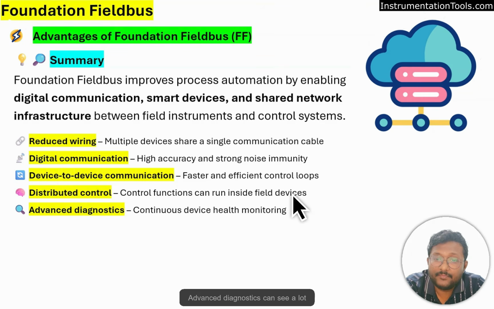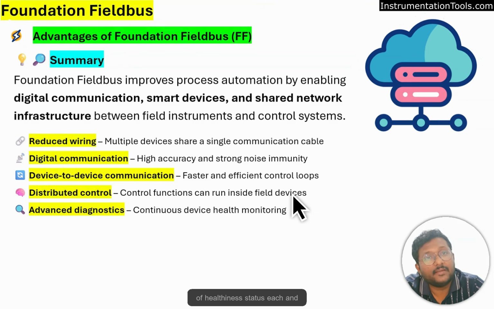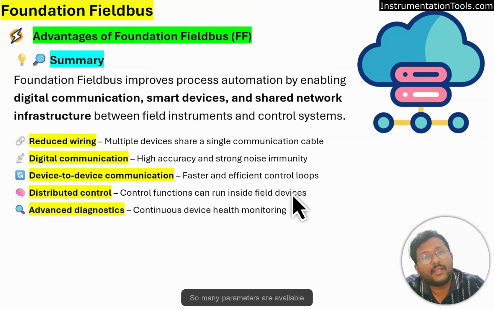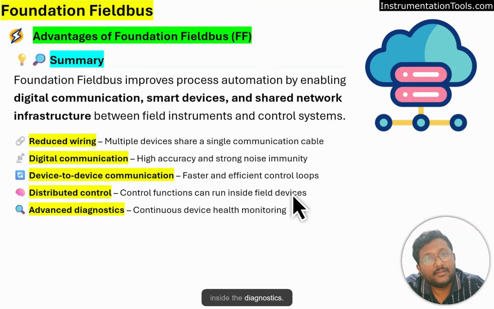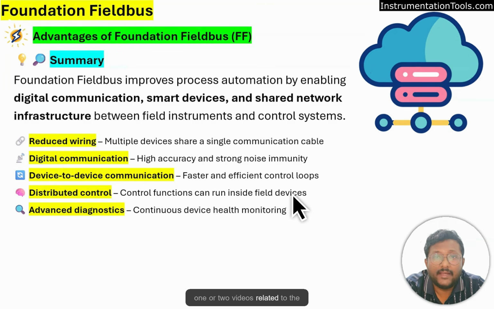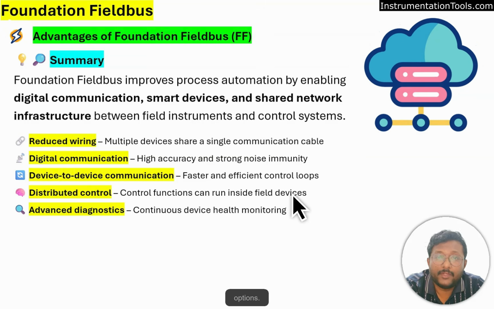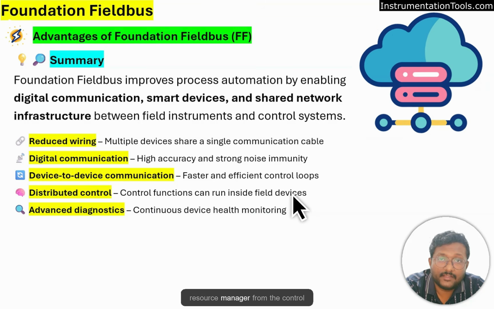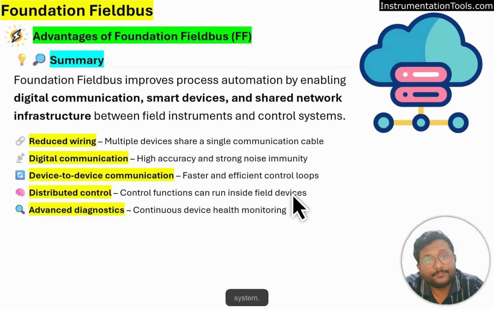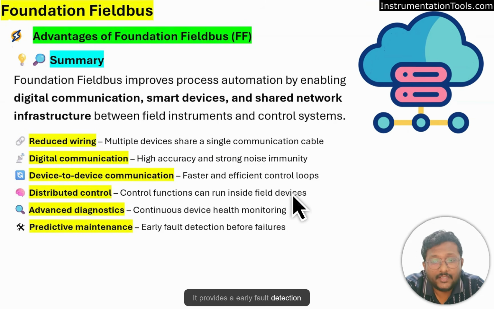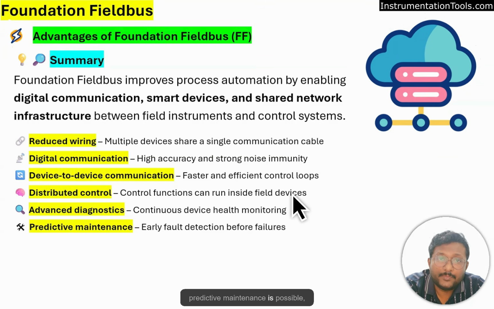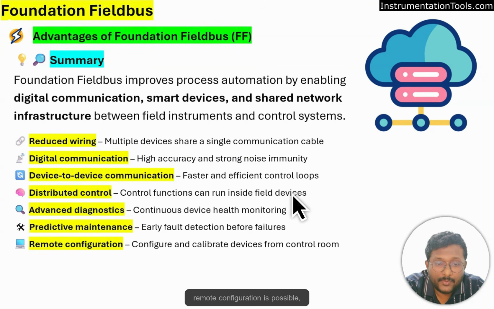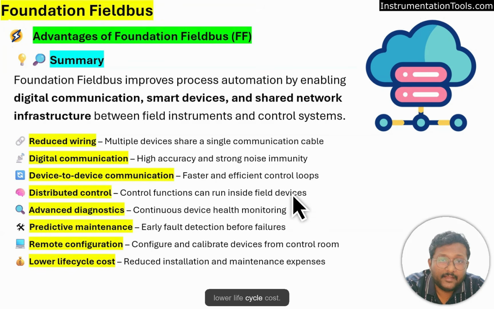Advanced diagnostics. Can see a lot of healthiness status, each and every parameter. So many parameters are available inside the diagnostics. If possible, I will also show you one or two videos related to the Foundation Fieldbus internal options when you connect a hot communicator or when you access from your plant resource manager from the control system. It provides early fault detection. That means the predictive maintenance is possible, remote configuration is possible, lower life cycle cost.